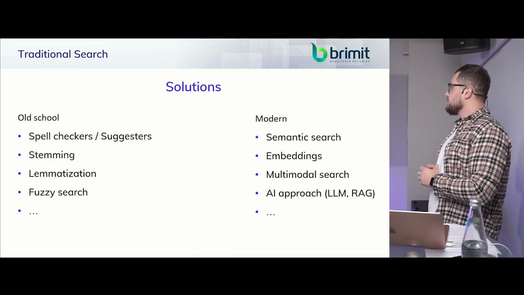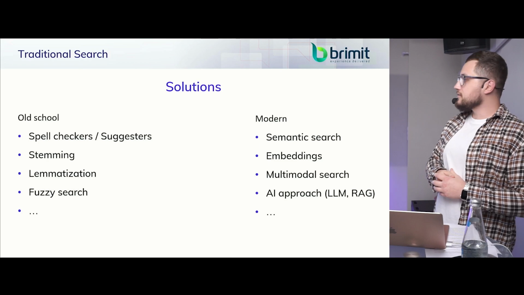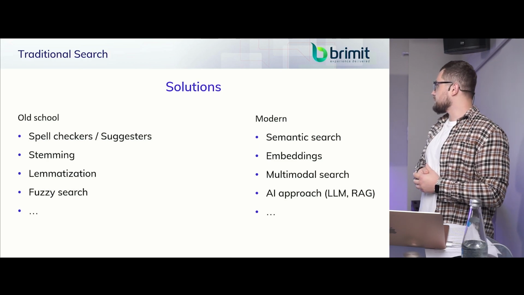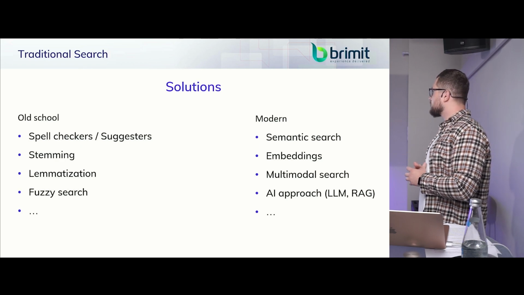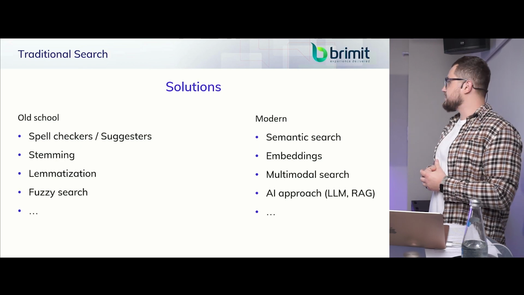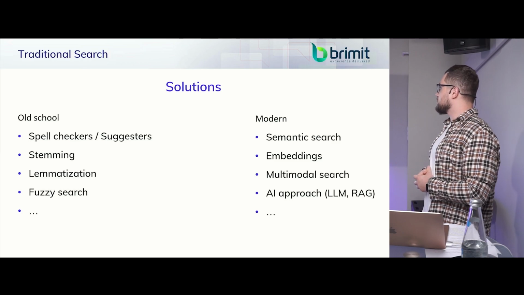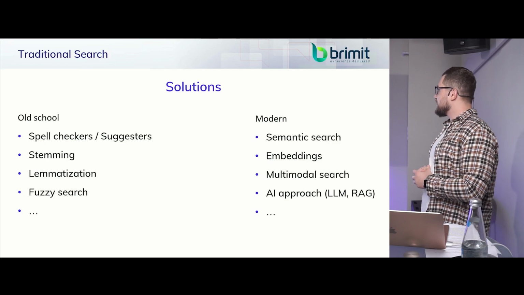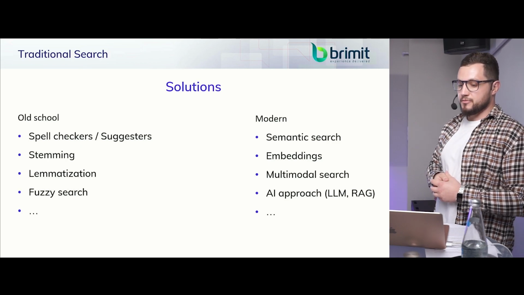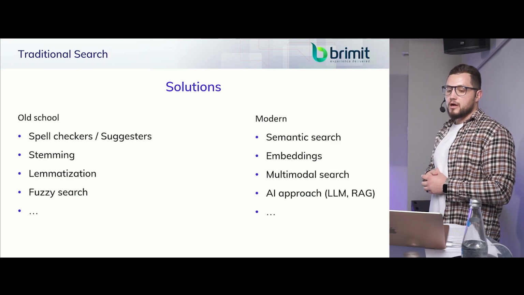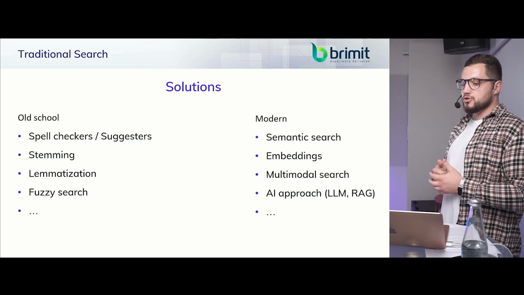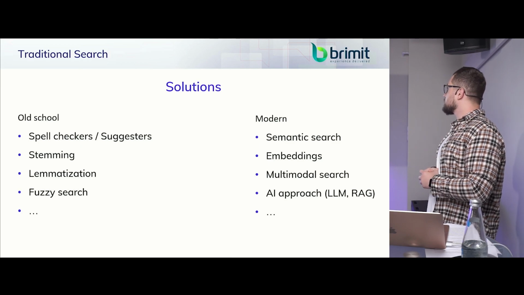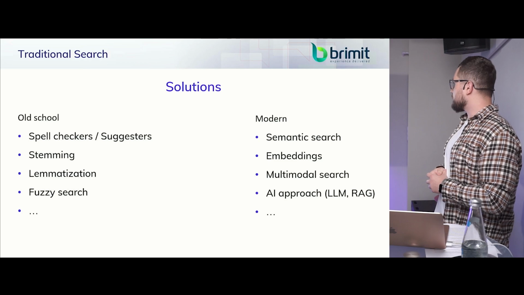And how can we improve this? In the past, as probably everyone knows, especially when working with Solr, we used tools like spell checkers or suggesters, and also different techniques like stemming, lemmatization, and fuzzy search. But they are all just text processing algorithms. No matter how hard we try, we cannot make the search engine understand the meaning of what the user is asking. But at the current moment we also have a modern solution for that.